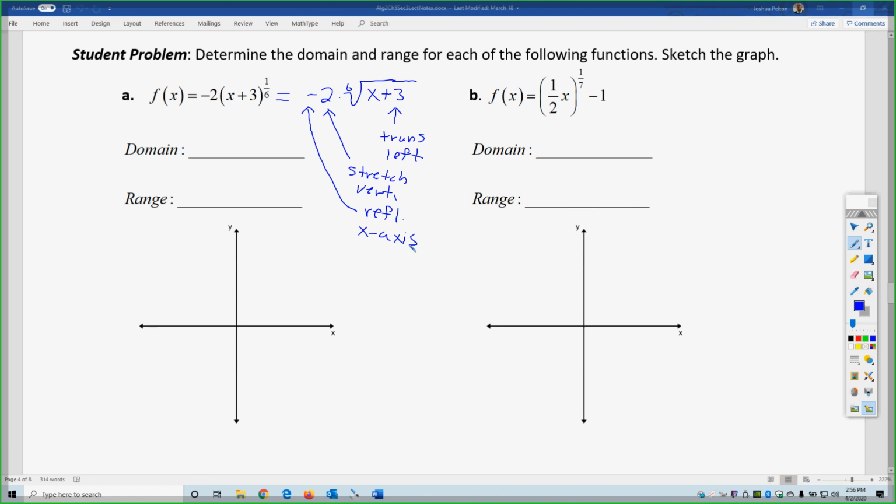So what comes first? Translate horizontal comes first. Stretching vertically comes second, and reflecting comes third. There is no horizontal or vertical translation, which would be the fourth step here, according to the list up above. So typically our graph would look like this, standard even root, but we have to translate left 3 units, 1, 2, 3. So now it looks like this. And we have to stretch it. That doesn't really do much. And then reflect it on the x-axis just makes me go the other way, doesn't it?